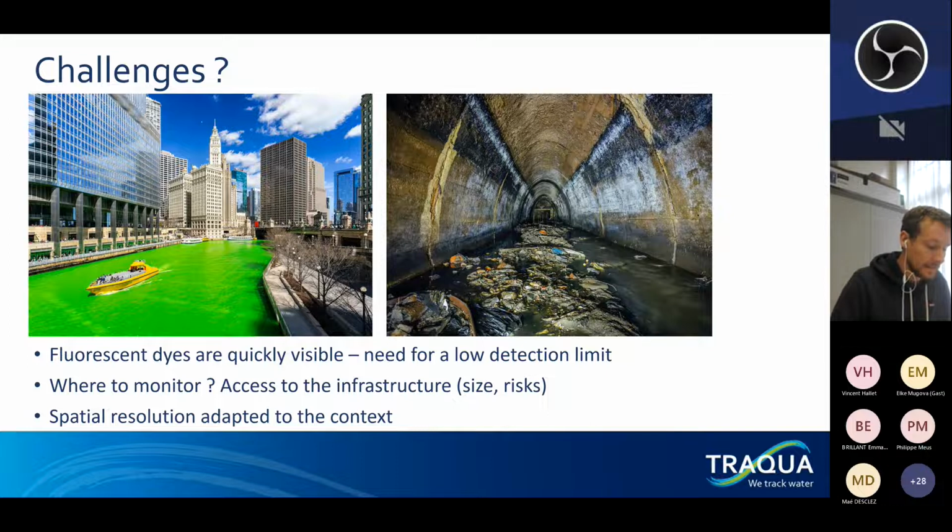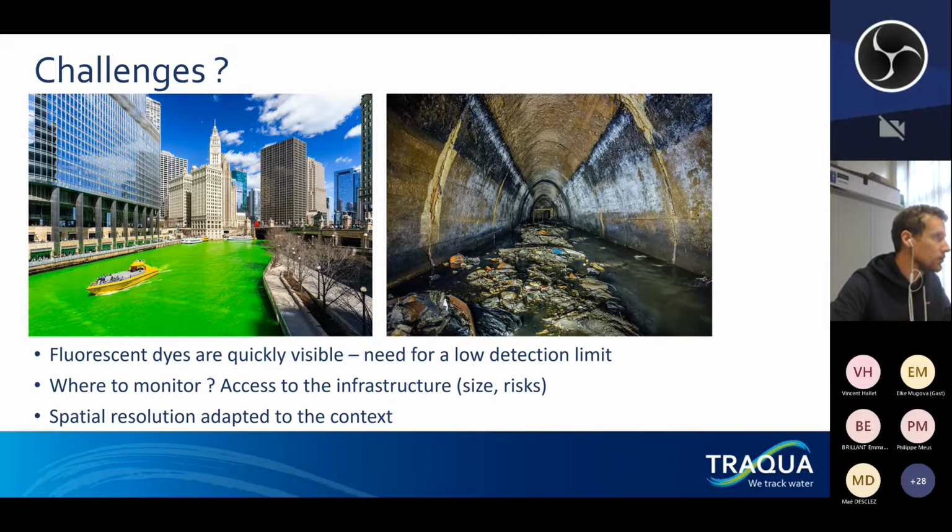And in that sense, compared to natural groundwater that is difficult to access and where dye tracing can be a good asset, even at higher cost, this is not necessarily the case in surface water and in artificial networks. So it's not the first option, I mean.